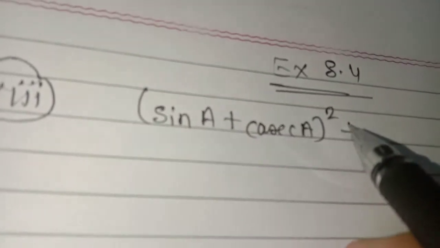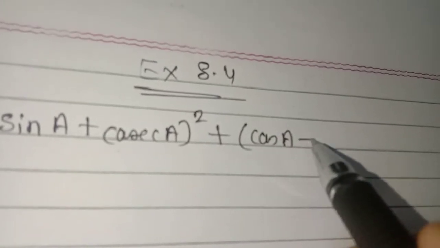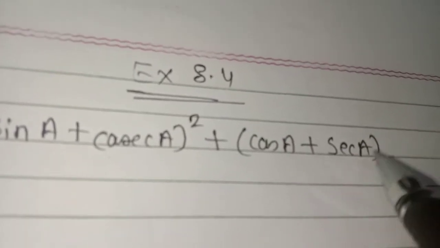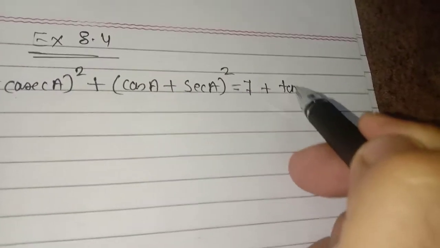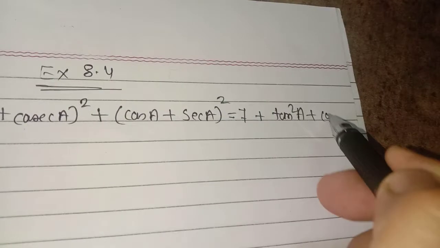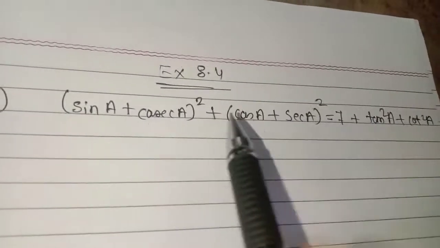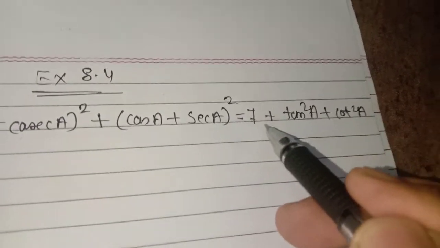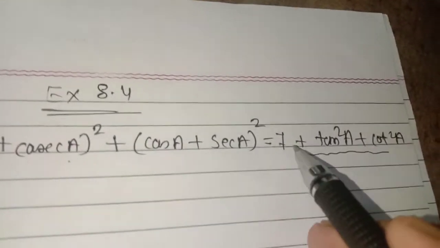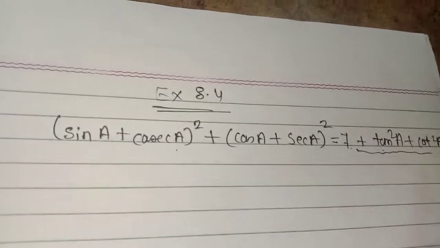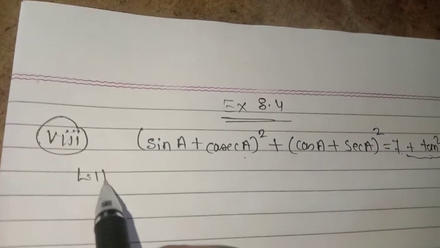(sin A + cosec A) whole square plus (cos A + sec A) whole square, that is equal to 7 plus tan square A plus cot square A. This is what we have to prove, that the value of left hand side is equal to 7 plus tan square A plus cot square A. So let's write down left hand side.